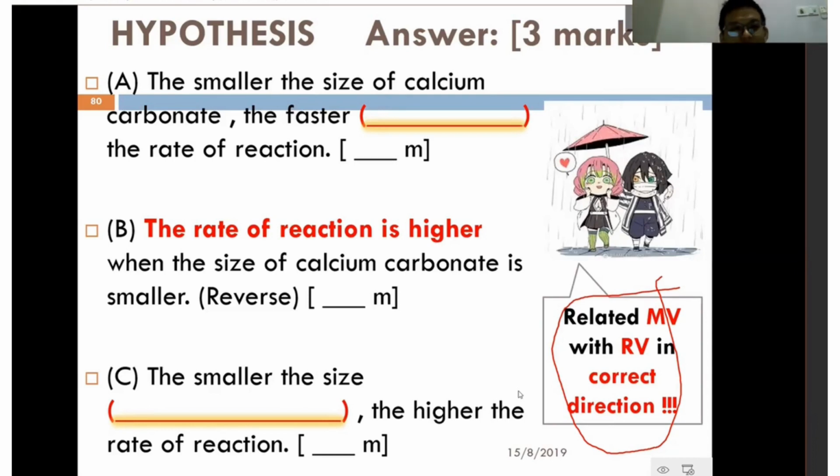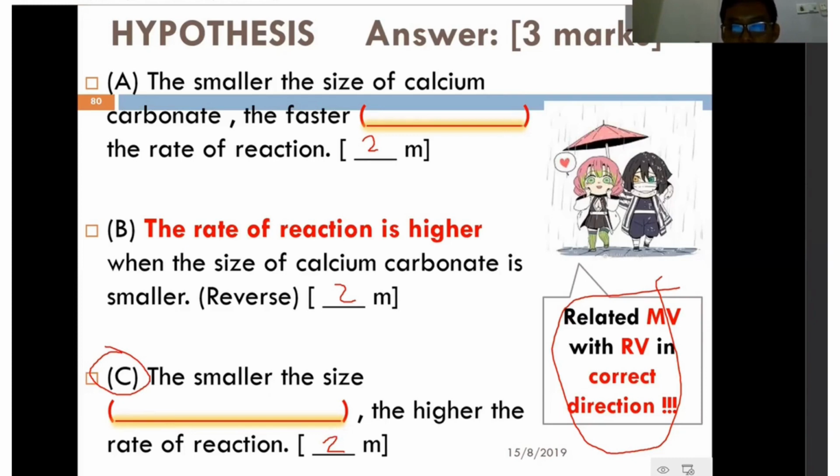Actually, this one is also right. Because no one deserves 3 marks. C also cannot, because of what? If I want to get 3 marks for C, I have to modify all these 2 marks. Okay, can you help me to modify? Okay, I know C is the best out of these 3, but still missing something. The smaller the size, yes, Lavena, very good. Lavena, you already helped me to modify it.